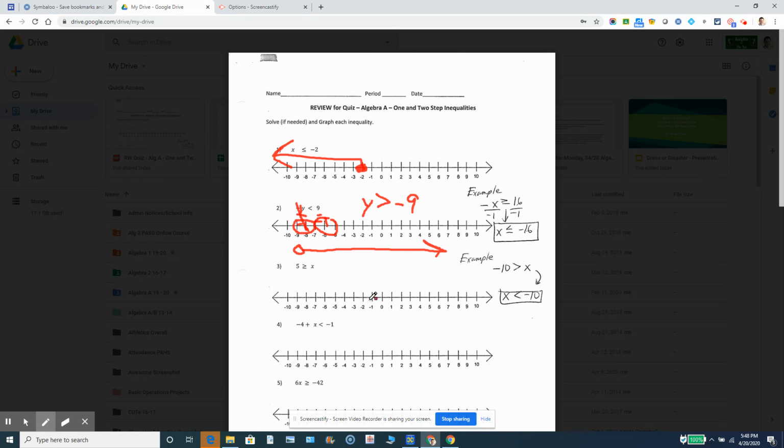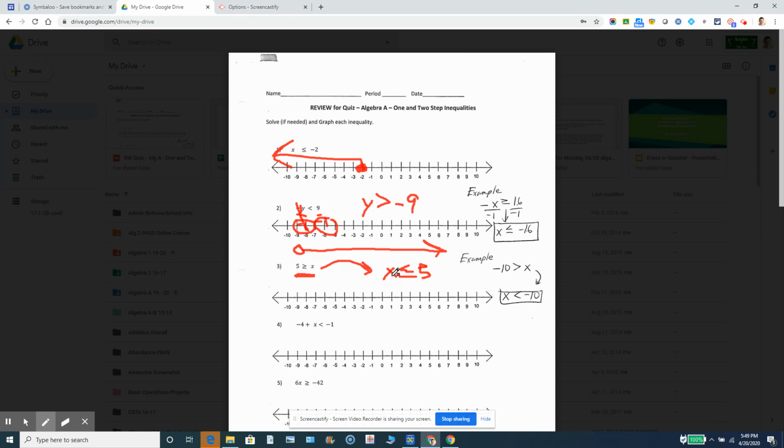Number 3. Again, this is something where if you don't do it, you're probably going to make a mistake. So please make sure you rewrite the inequality if x is on the right like it is right here. We should rewrite this as x is less than or equal to 5. We don't even have to solve it. We're just rewriting it. Because people sometimes make mistakes when the variable's on the right. So we want to rewrite it so the variable's on the left.